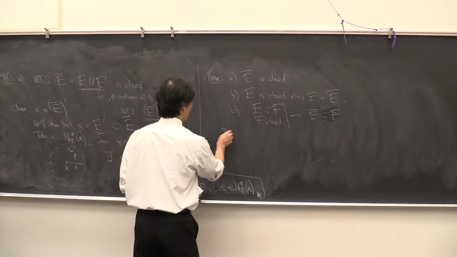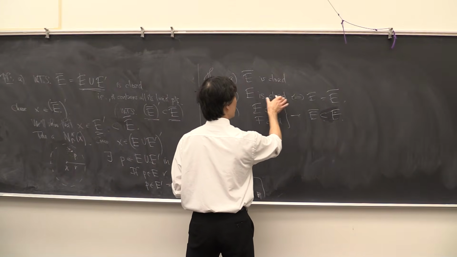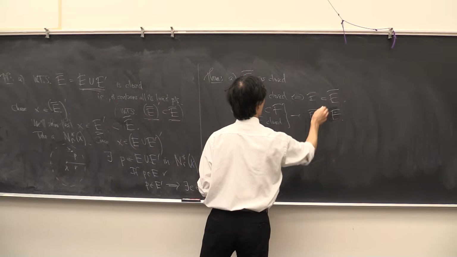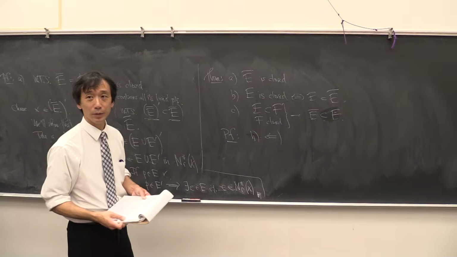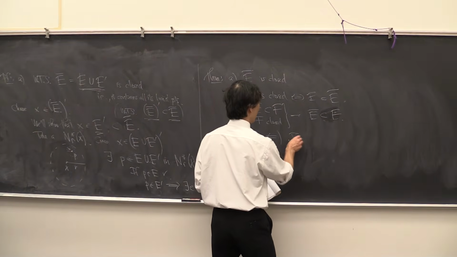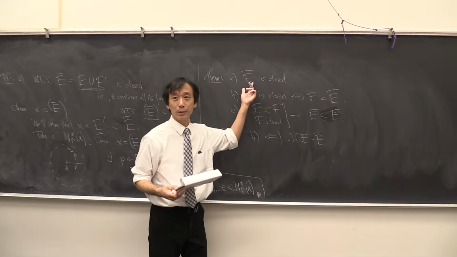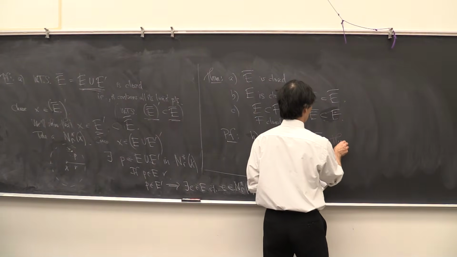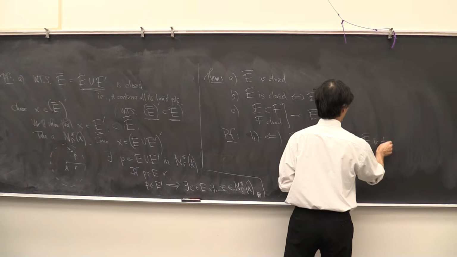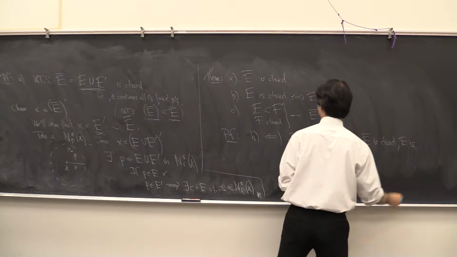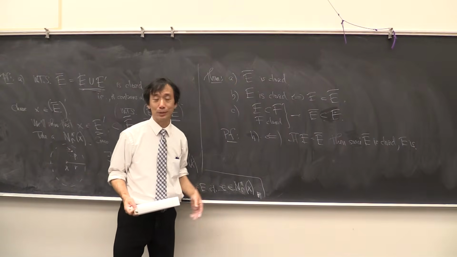Okay, let's do the second one. We want to show that if E is closed, then E equals E bar. The backwards direction is straightforward, because if E equals E bar already, in part A we said that E bar is closed. Since E bar is closed, E is closed, because they're the same thing. We just proved that E bar is closed, so if E equals E bar, you're closed.